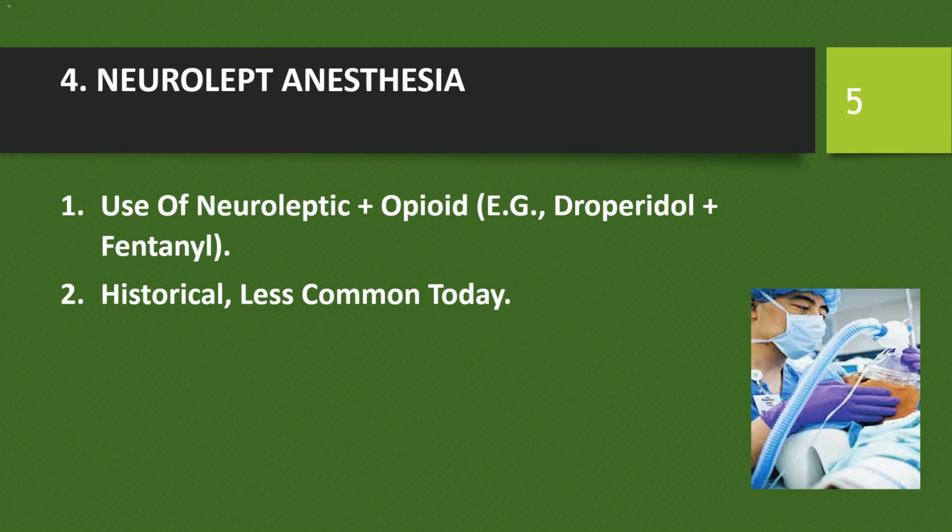4. Neuroleptic anesthesia. 1. Use of neuroleptic plus opioid. Neuroleptic anesthesia involves combining a neuroleptic agent with an opioid to provide anesthesia. 2. Historical, less common today. This technique is less commonly used today due to the development of newer anesthetic agents and techniques.